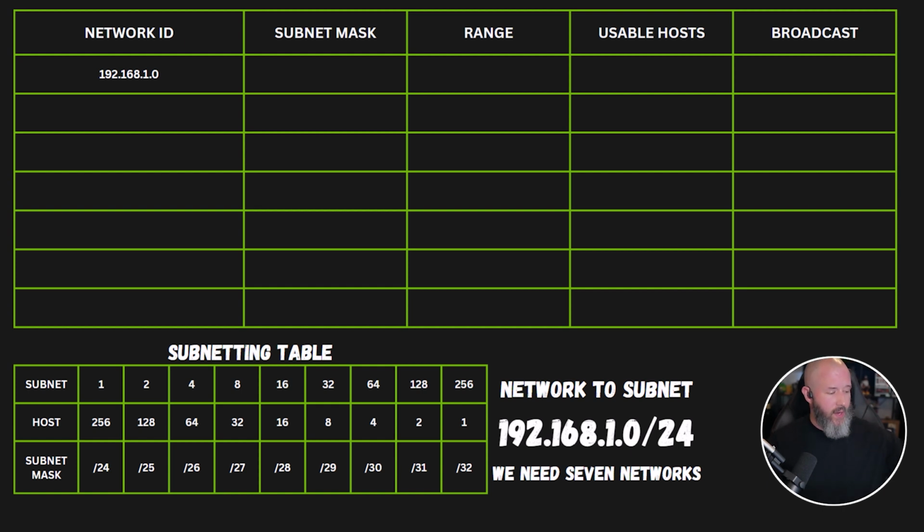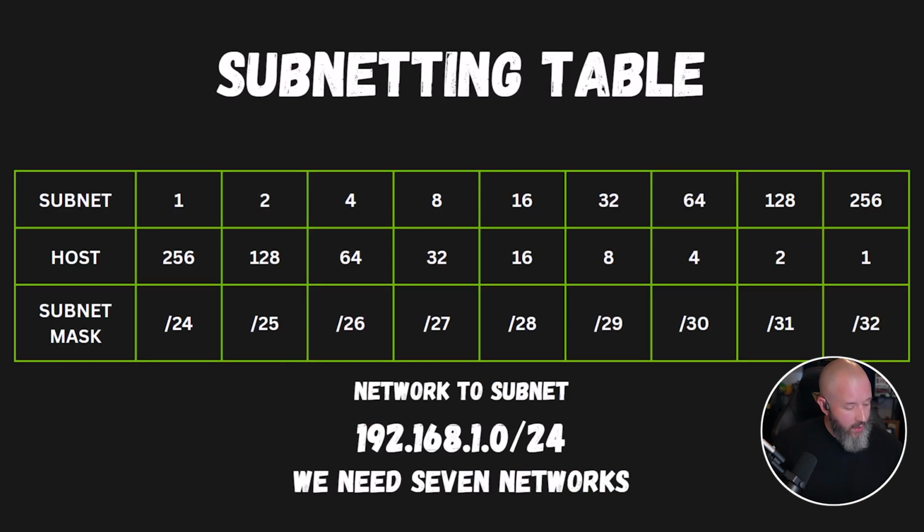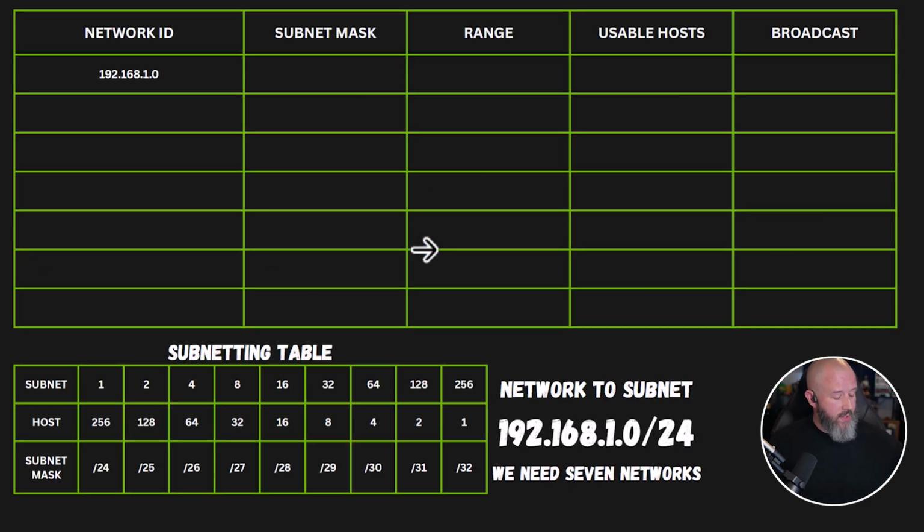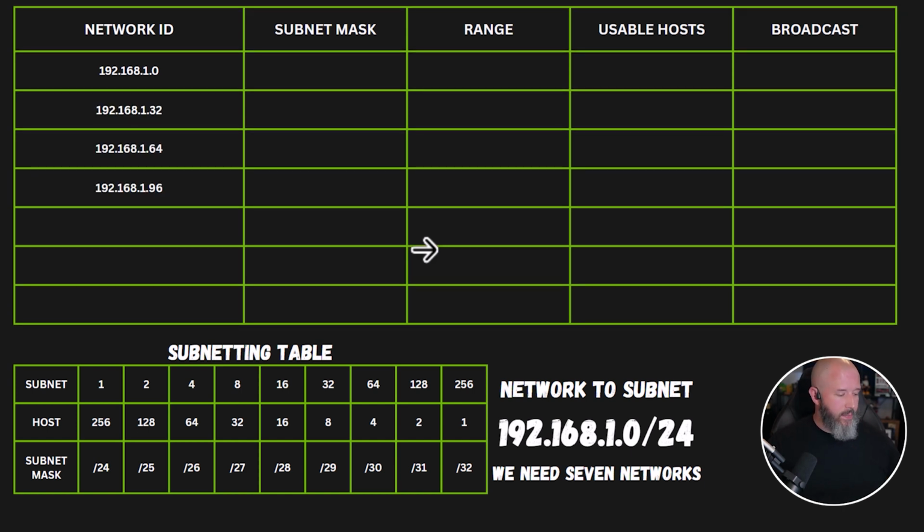All right. So you have the network ID, the subnet mask, your range, your usable host, and your broadcast. So let's fill out the network IDs. The way you're going to do this: we have this right here. We need 8, so the range will be 32. That is going to be your range. What you're going to do is take the first one, which is your network ID, which is a .0, and add 32. And you keep adding 32 until you get down to 7 networks.